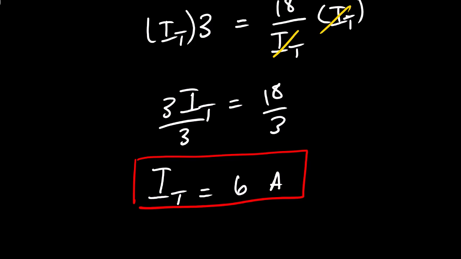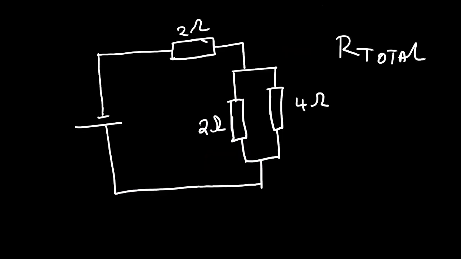Let us look at the next question. This question is a bit different. We can see that this one consists of two different types of connection, which is series and parallel. Now, looking at the direction and the behavior of current, it will flow from positive.